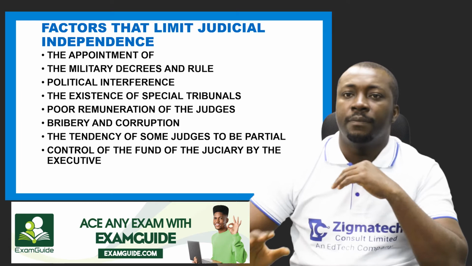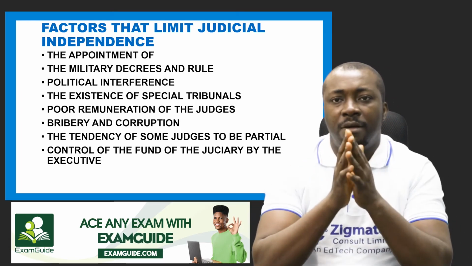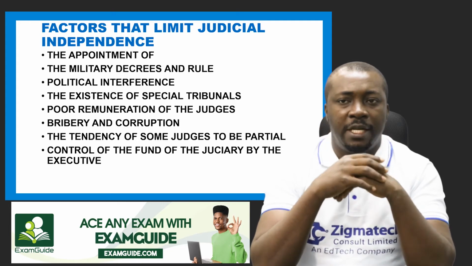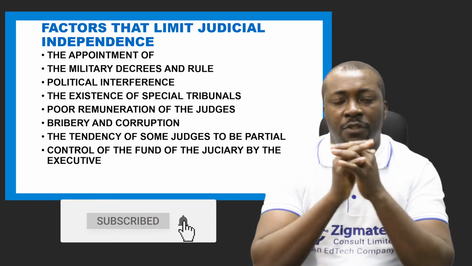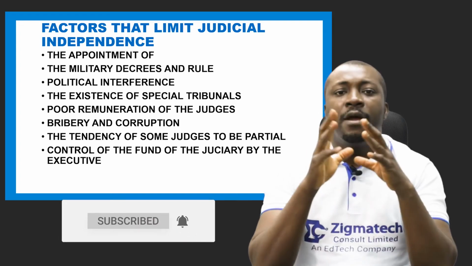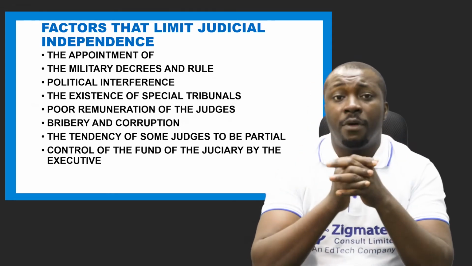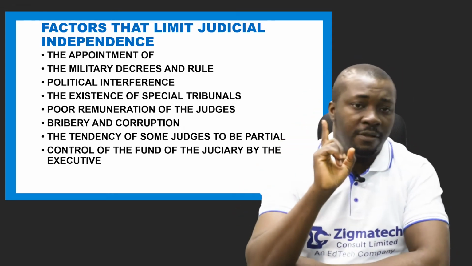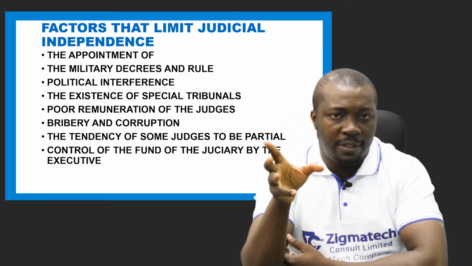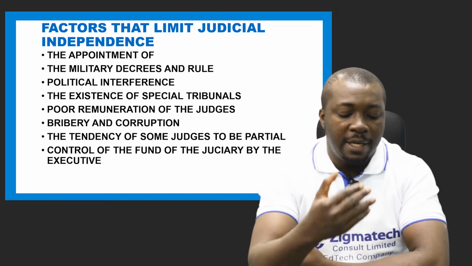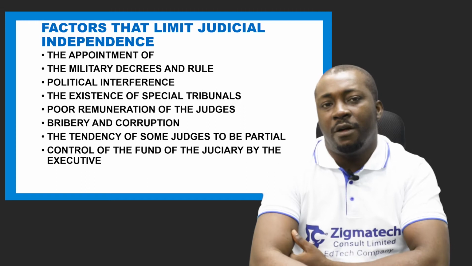Now, let's look at factors that can limit or that have encroached upon the independence of the judiciary. Number one is the appointment of judges. Now, the appointment of judges is done by the executive arm of government, especially the chief executive. He appoints the judges and the head of the judiciary, the chief justice. Now, he appoints, and the appointment is approved by the legislative arm of government.